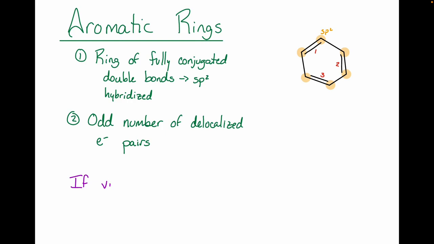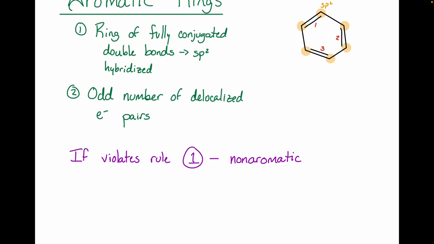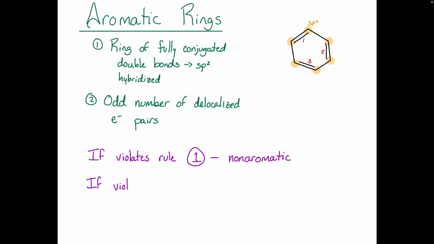If it violates rule one, we call these non-aromatic compounds. And if it violates rule two, we call these anti-aromatic compounds. So here's the name of the game. We're going to look at a molecule and apply these two rules, and from there we'll be able to determine whether this compound is aromatic, anti-aromatic, or non-aromatic. It either satisfies rules one and two, violates rule one, or violates rule two.